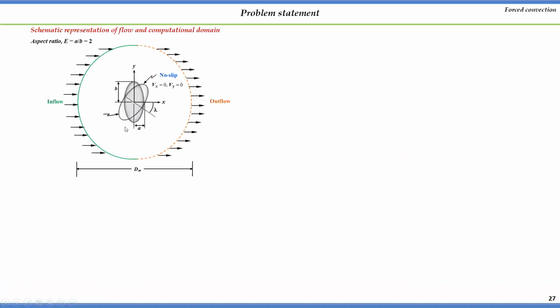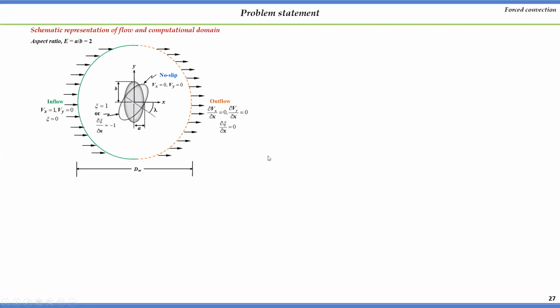Now, if the shape of this geometry becomes a little bit tilted, then you are able to see that the flow is no more symmetric. When you have vertical orientation, exactly whatever is happening in the upper half will happen in the lower half. But here, if you tilt the geometry, you lose the symmetry. So we need to solve this problem in the full domain.